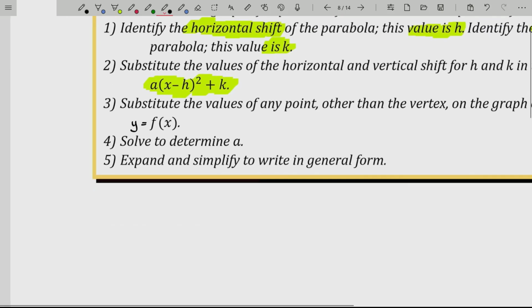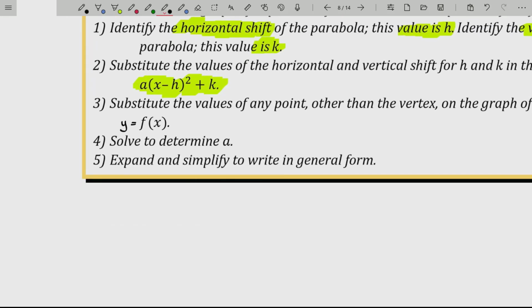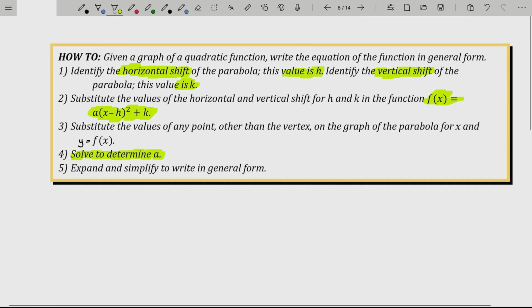Once you do that, you will have some number is equal to a times some number minus some number squared plus some number, but the only thing you won't have at that point is a, so you could solve for a, and you'll be able to find out what a is. And now you have everything you need to actually write the equation in general form. Let's see how this works.